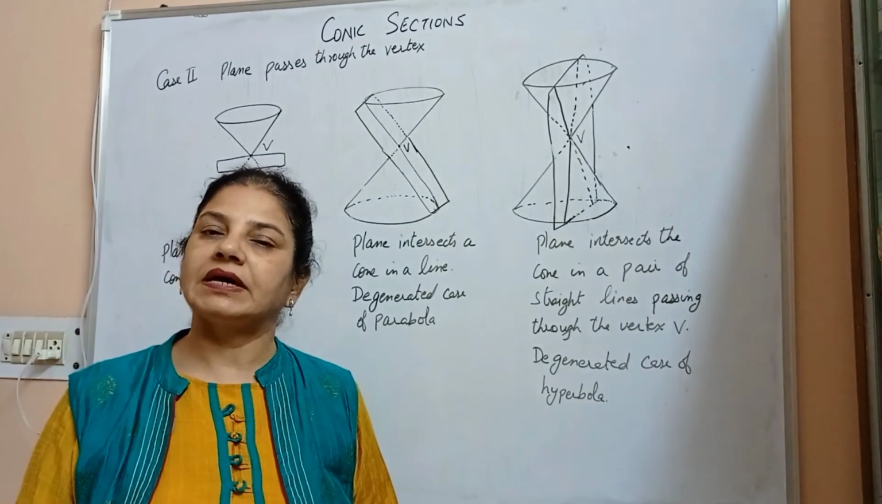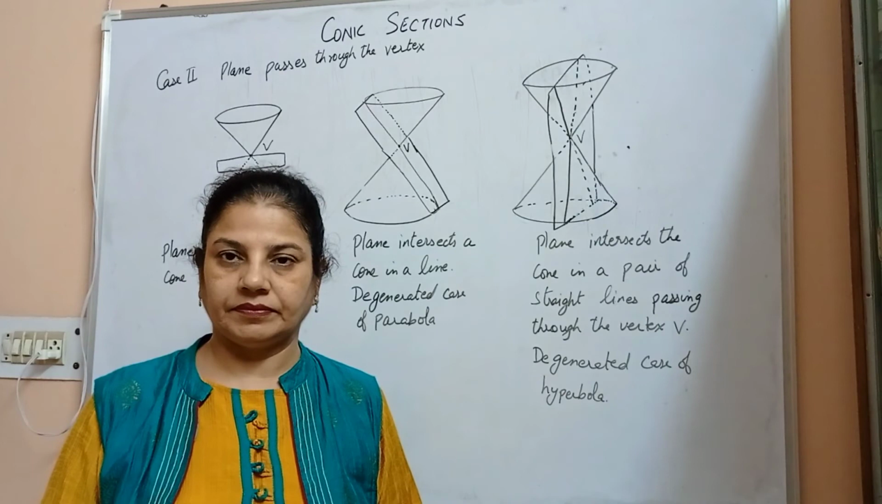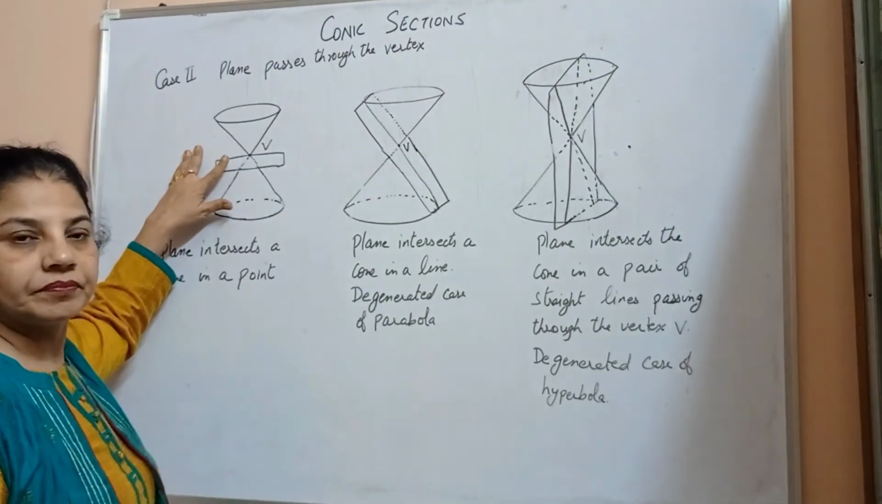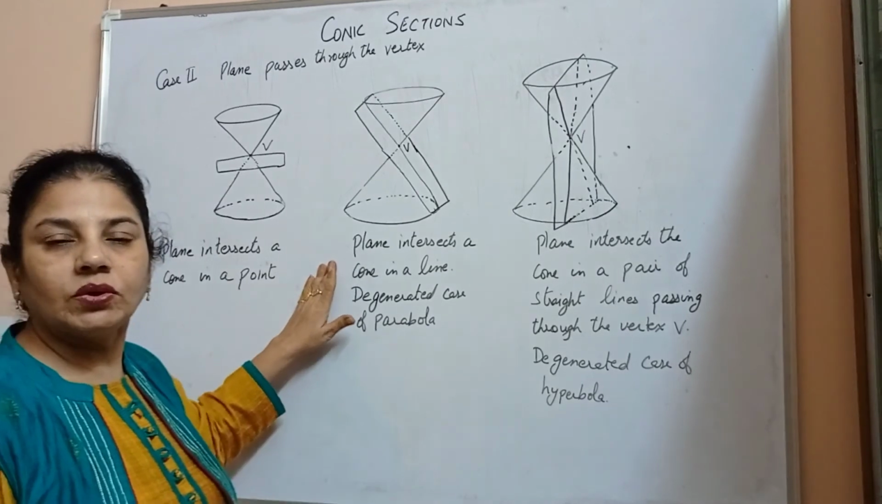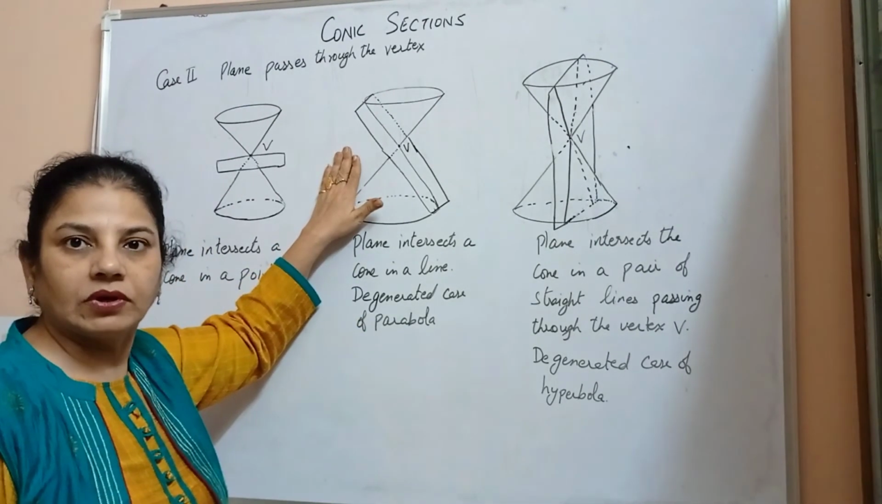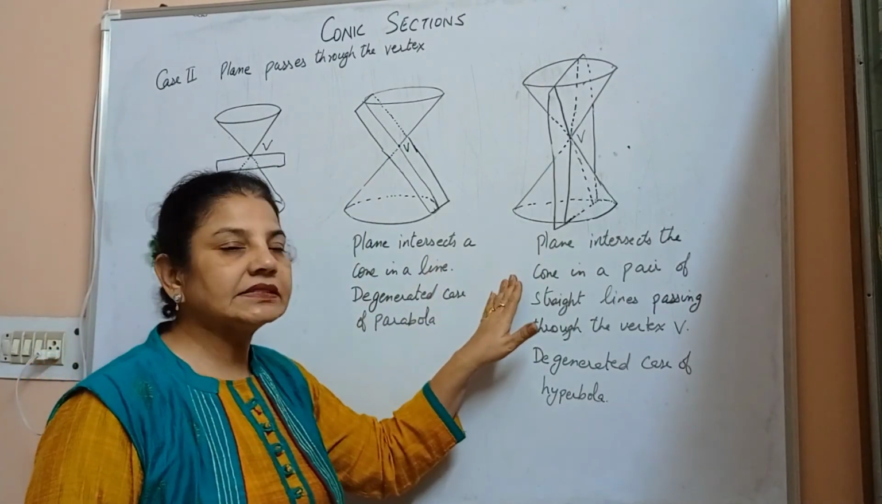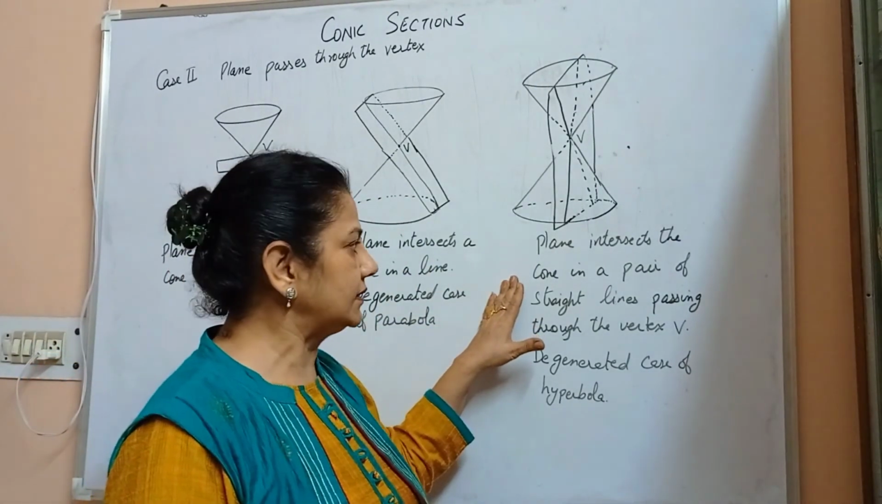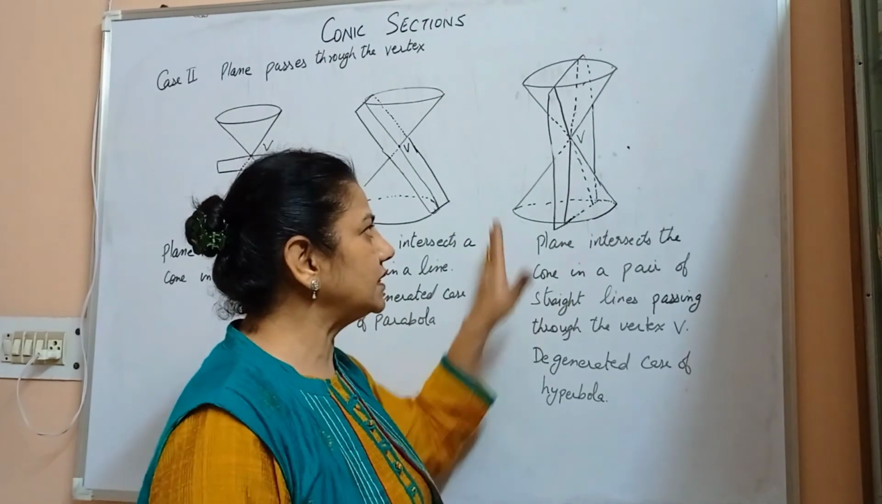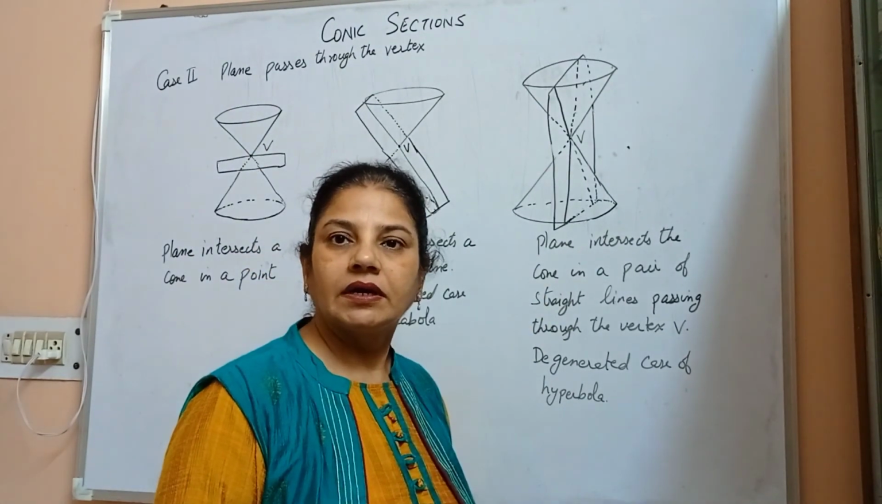Case 2, when the plane passes through the vertex. The plane intersects the cone in a point. The plane intersects the cone in a line. This degenerate case is called a parabola. The plane intersects the cone in a pair of straight lines passing through the vertex, and this degenerate case is called a hyperbola.